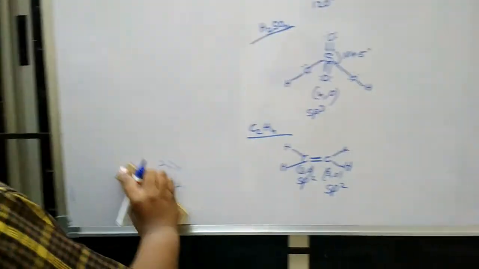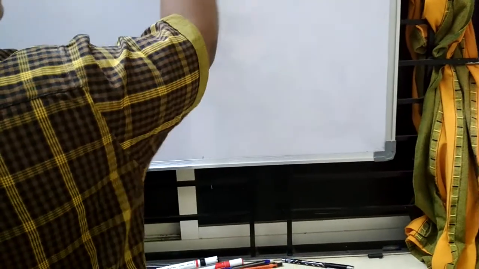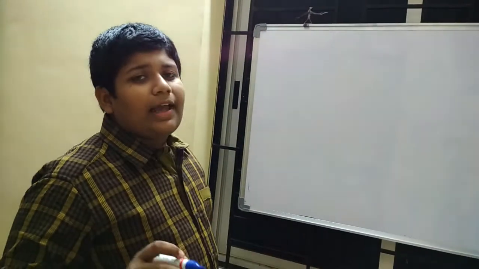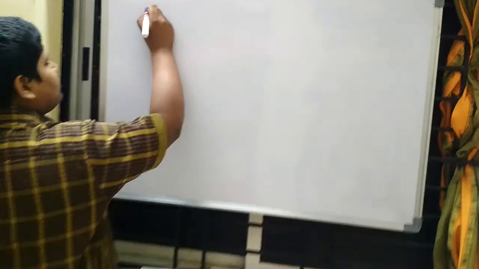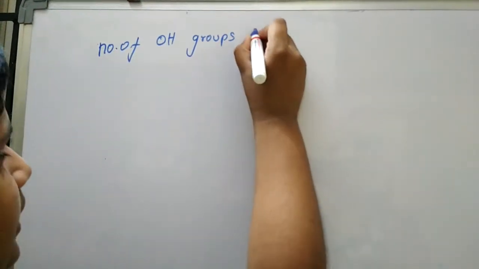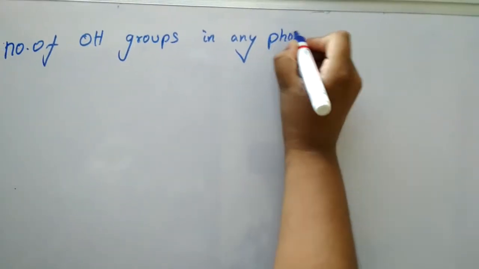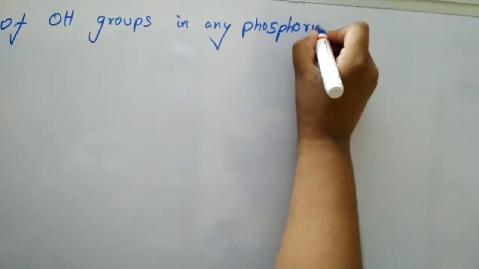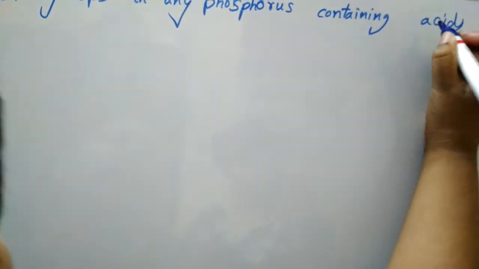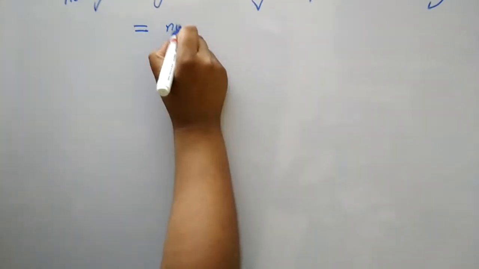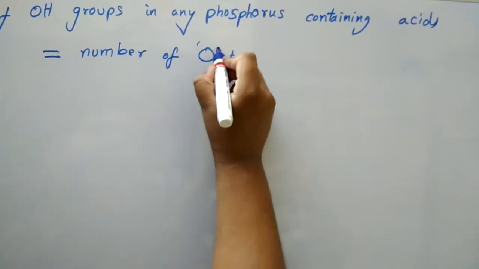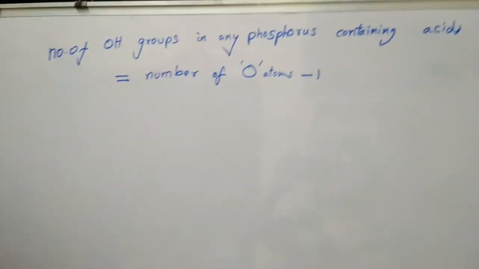Now, let me tell you a shortcut. The number of OH groups in any acid which contains phosphorus is equal to the number of oxygen atoms minus 1.